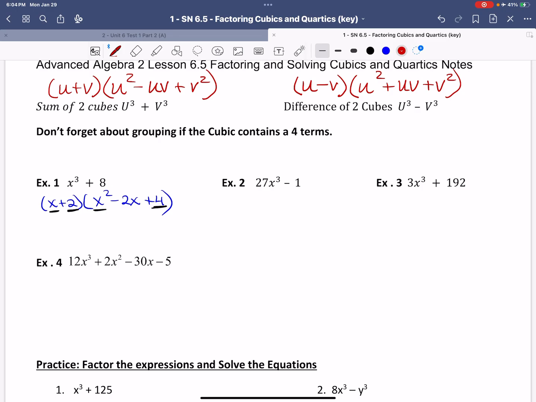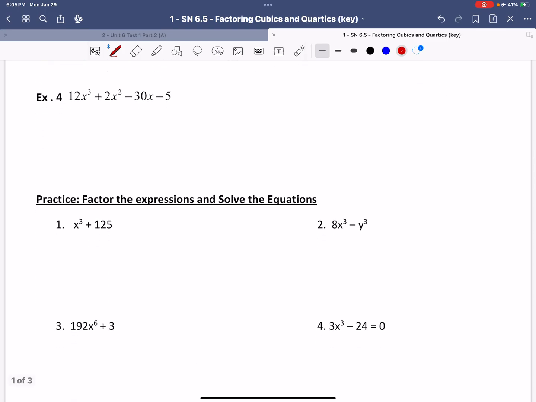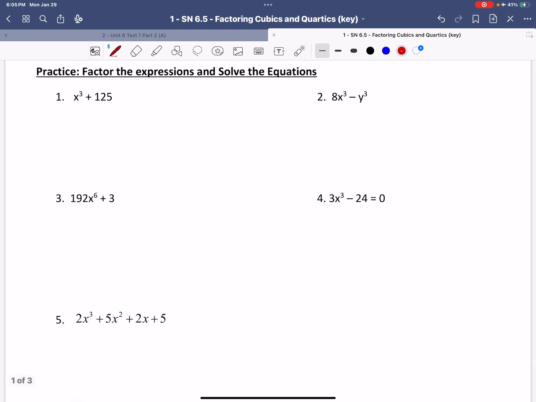All right, well, question then is, where does the u come from and where does the v come from? Well, the first term is u cubed, so u is equal to the cube root of u cubed. And v is equal to the cube root of v cubed. All right, so let's go down here to our practice, and let's put that into practice.